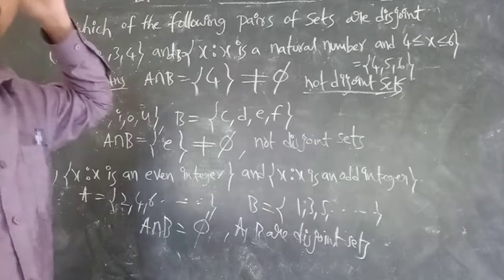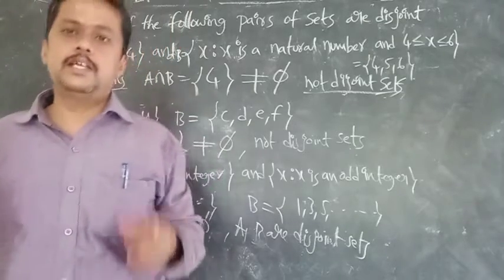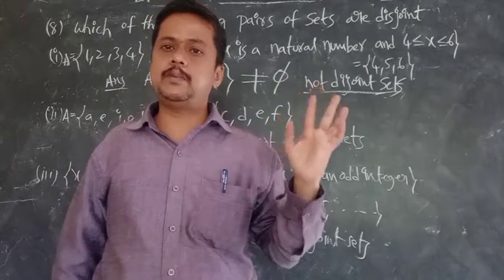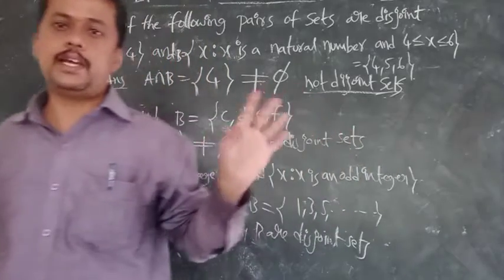Next we will move to the next concept. Disjoint means what is the condition? A intersection B is equal to pi. If A intersection B is not equal to pi, they are not disjoint sets.